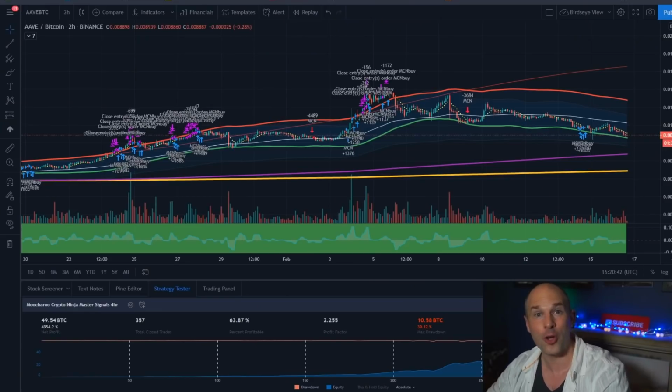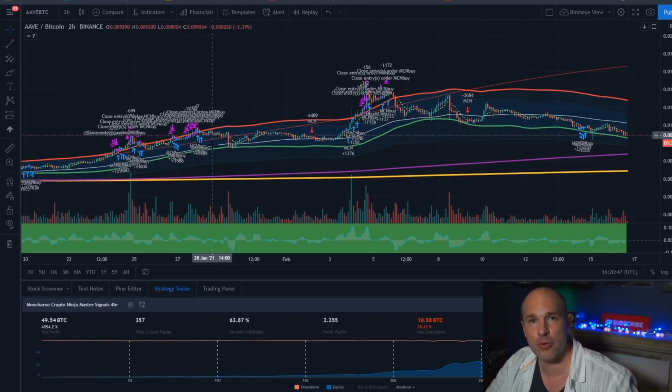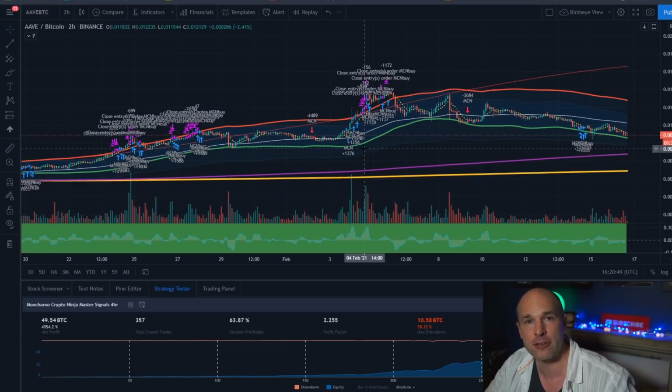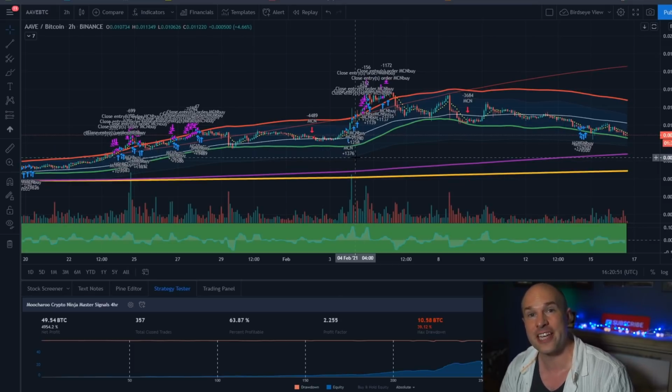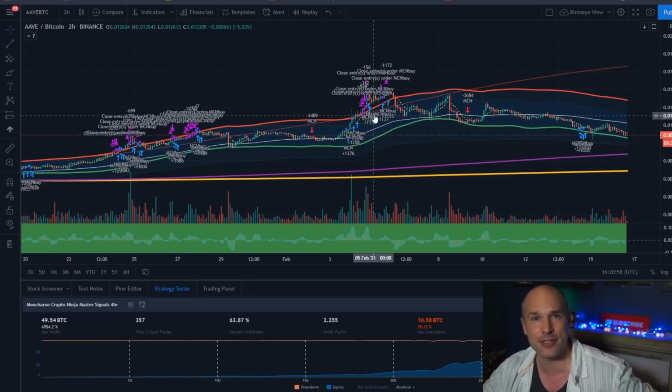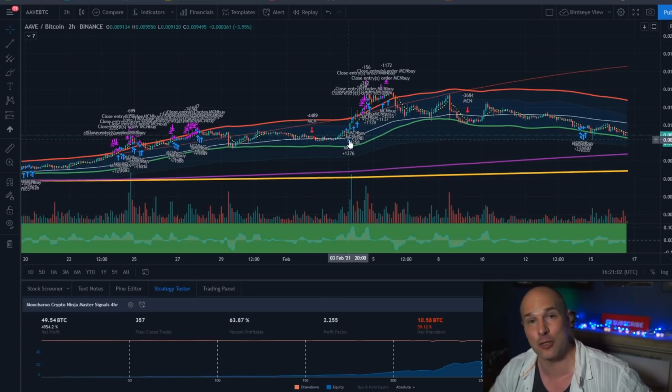But do not go asking me down in the comments below for these type of signals, where you got the buy and the sell signals here on TradingView, because they do not actually work very well in real time. Everybody always asks me for these buy sell signals for the Master Signals version on TradingView. It just doesn't work, guys.